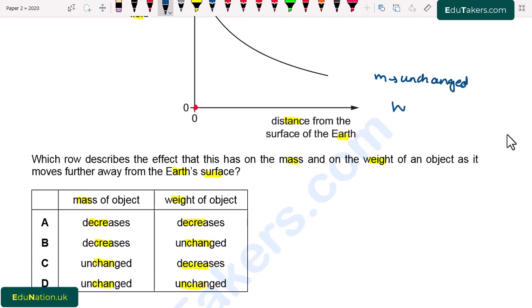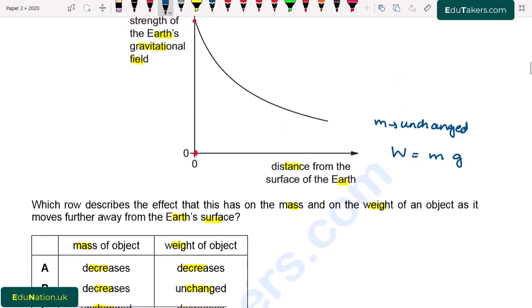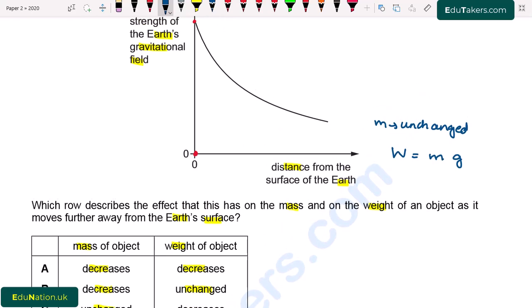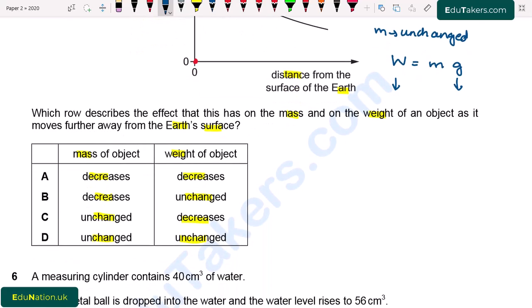and we know that weight is equal to product of mass and g. When the g decreases as we move away from the surface of Earth, then the weight also decreases. It means that mass remains same but the weight decreases as we move away from the surface of Earth. So from here, option C is correct.